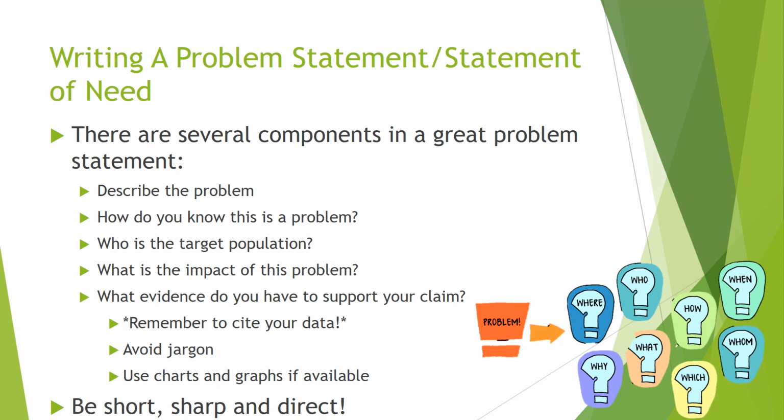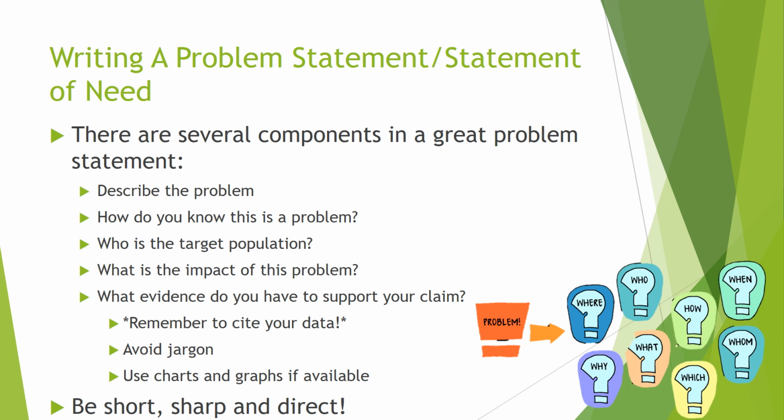Next, you need to think about how you know this is a problem. It might be obvious to you and your community, but now you need to prove it. How did your organization come to realize that this problem exists? A good way to document this is to conduct a needs assessment within your community. Sometimes your local governments or state governments, colleges, universities, health systems might have some information and data points that you can include in your problem statement to help prove that it's an issue.